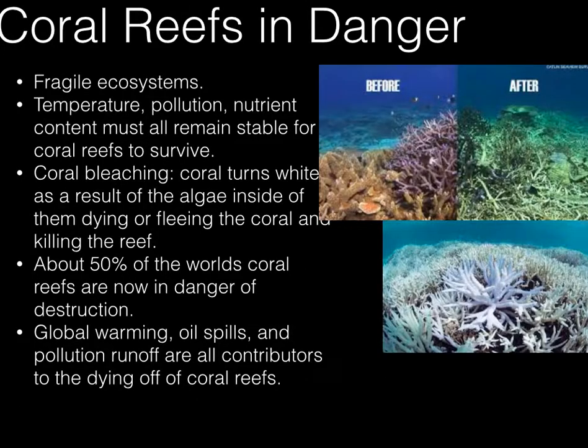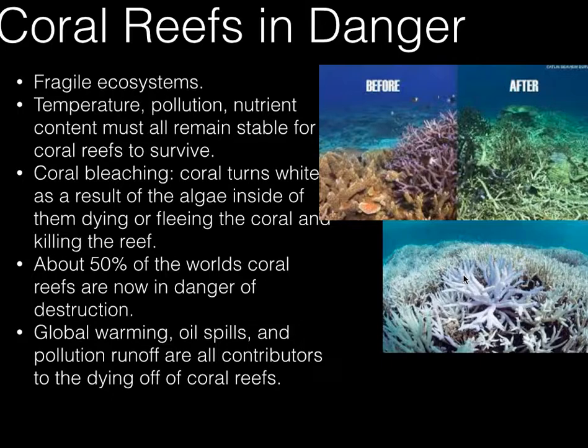So we talked a little bit about the dangers of coral. You can see here, this is a living coral, and then this is after bleaching occurs. So it turns white, and the algae have dissipated or died or gone off to a different area. But they are very fragile. Temperature, pollution, nutrients must all remain stable for a coral reef to survive. So coral reefs bleach by turning white as a result of the algae inside of them dying or fleeing.